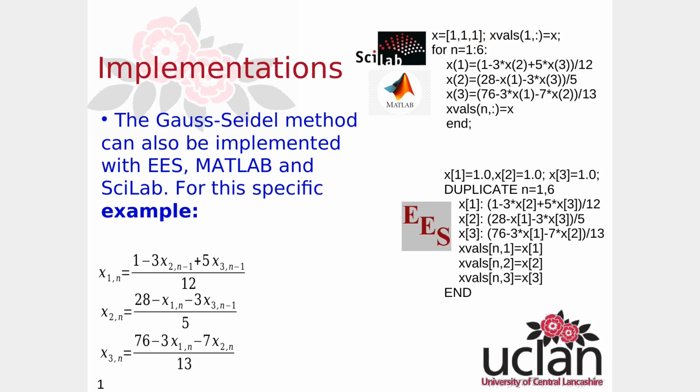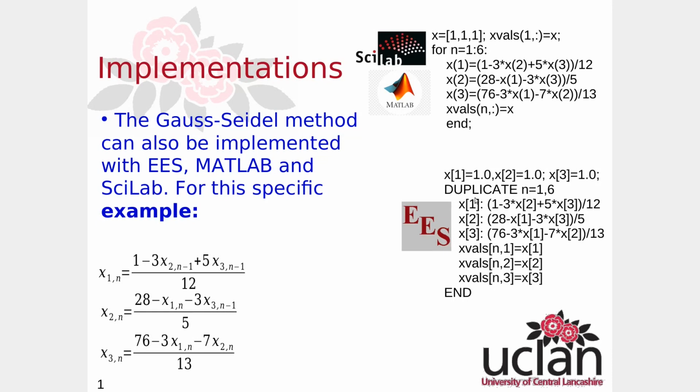Implementations for MATLAB, Scilab users and EES. The Gauss-Seidel method can be implemented in EES, MATLAB or Scilab specifically. Again, we just pop these equations in. It's relatively straightforward to do that. If you run those in MATLAB or Scilab, you'll get the same result. A little bit more complicated to do this in EES. Not that much more complicated, but it is a little bit more because we've got the duplicate command.